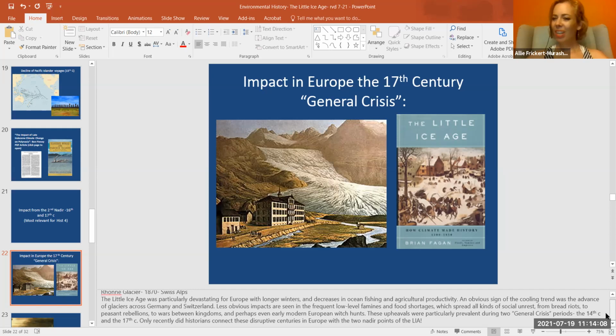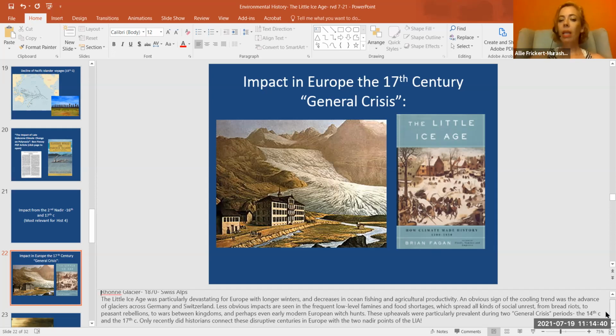We also know that what's really interesting about the second nadir point is that we have all these artistic depictions in the 17th century. And it was really recently that historians started to put that together. Like, wait a second, look at what artists are depicting. They're depicting the river Thames in London completely frozen over and people ice skating on it, right? That doesn't happen now. You've got the expansion of the glaciers across Germany and Switzerland. This is an image of the Rhone glacier.